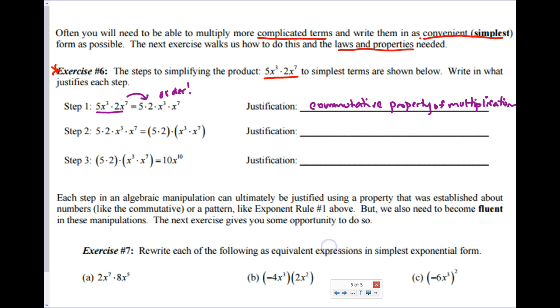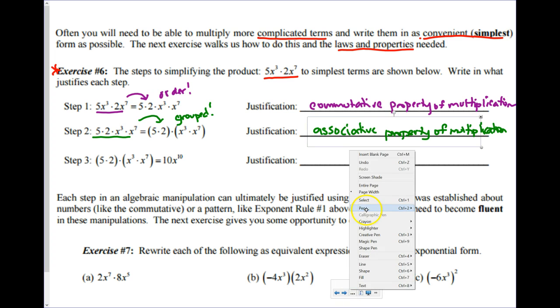The second step took this right here, the reordered one, and what did they do to get to here? Well, they used parentheses, which are grouping symbols. So they grouped, and what's the property for grouping? The associative property. I like to remember the associative property by saying I associate with certain people. So when I associate with certain people, I group myself with them. That helps to remember that associative means I'm grouping.